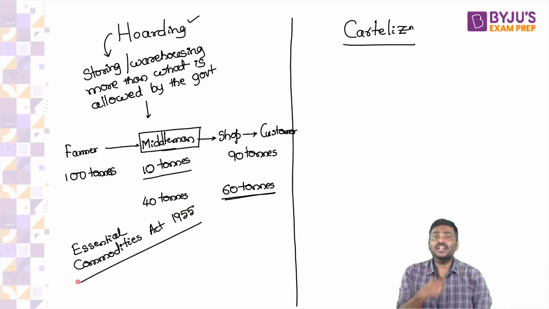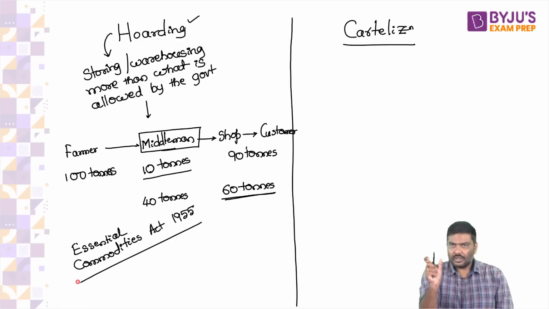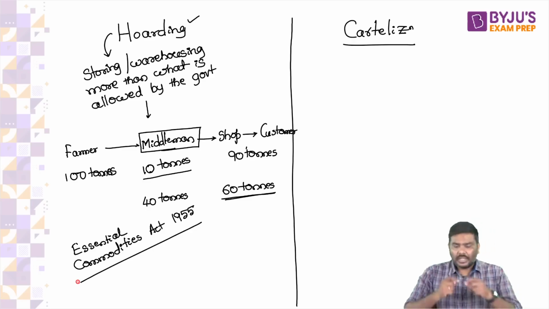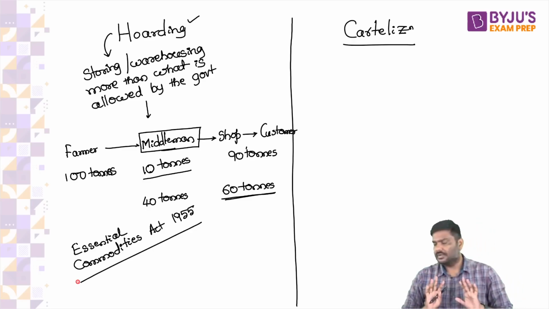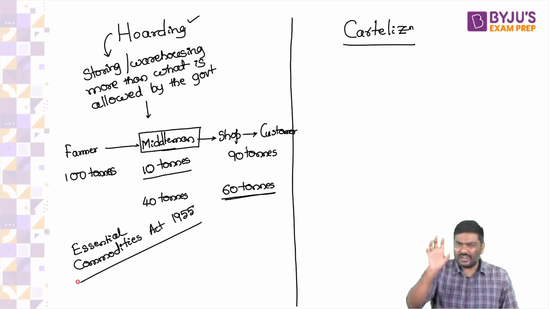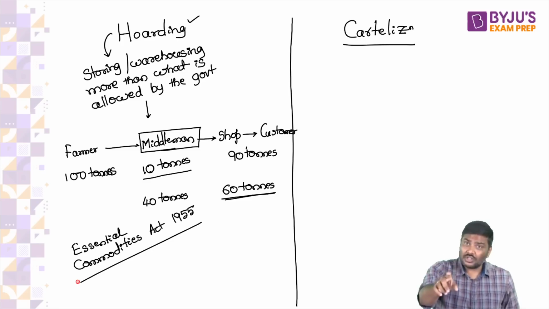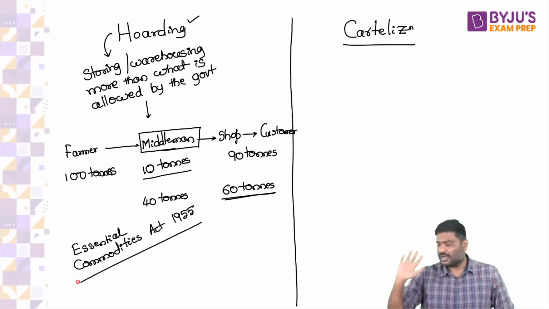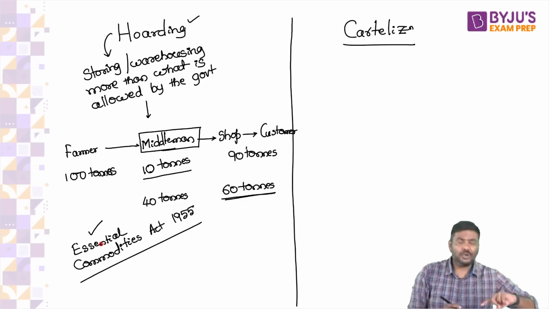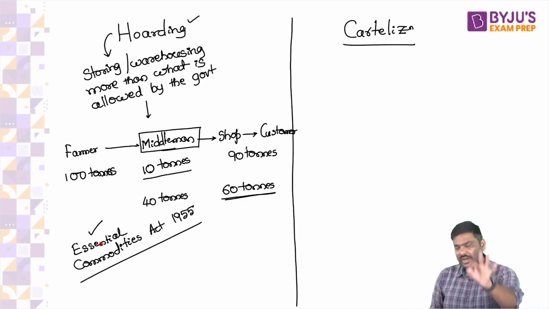What is this Essential Commodities Act? We'll use a short form of this, ECA. ECA says the government has the power over imposing limits on storage. Government will have the power to impose storage limits. Government will have the power over distribution of the commodities. Government can also impose a restriction over pricing of the commodity. All these powers are given to the government under the Essential Commodities Act.